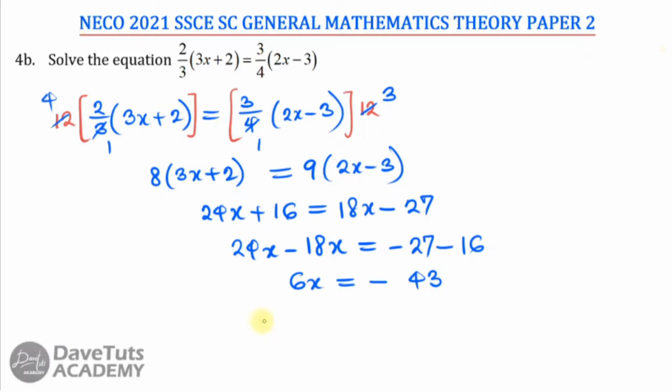So if we are to divide both sides by 6, x will be minus 43 over 6. And this will be, 6 can go in 43 seven times. 6 times 7 is 42. 43 minus 42, that is 1 over 6. So we have our answer to be minus 7 whole number 1 over 6 as a solution to this equation that we are asked to solve. Alright.